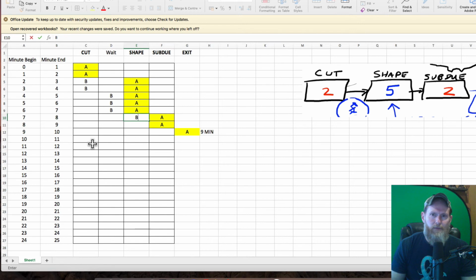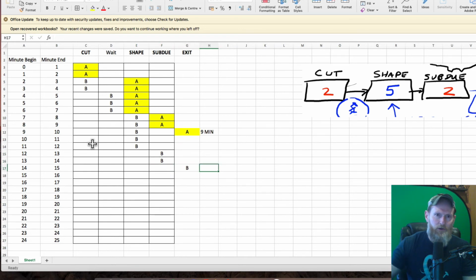Now, the B batarang is going to spend 5 minutes in the shape station because that's how long is required. So 1, 2, 3, 4, 5. Okay? And then it's going to move on to the subdue station and spend 2 minutes there. 1, 2. And then it's going to exit the system. So while you're consuming that or digesting that, I'm just going to go ahead and color code for clarity how B is moving or flowing through the system or not flowing.